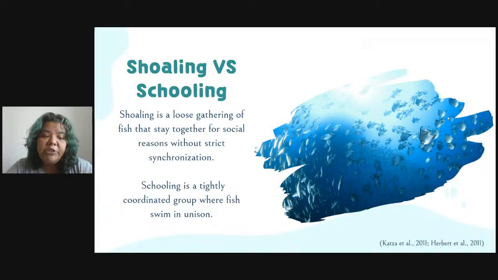It's important to distinguish between shoaling and schooling. Shoaling is a loose gathering of fish that stay together for social reasons without a strict synchronization. This could be, for example, when we go out with friends, we go to the same places, we might interact with each other, but we do not move at the same time. While schooling is a tightly coordinated group where fish swim in unison. The example that I can remember is the fish that form faces in the movie Finding Nemo. They are a perfect example of a schooling fish.